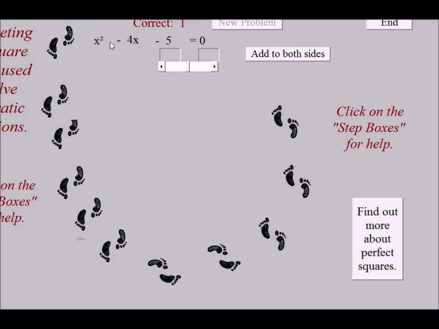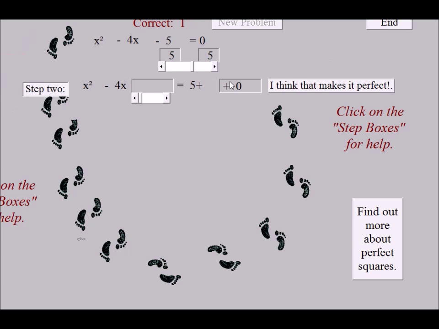This one would actually be factorable. We could factor it, but let's see what happens when we complete the square. Step 1, get this extra term out of the way. We would do that by adding 5 to both sides. Now we just have these two, and we have a 5 over here.